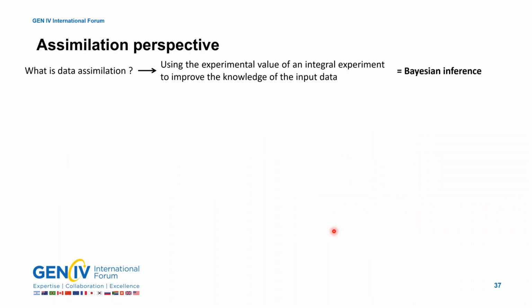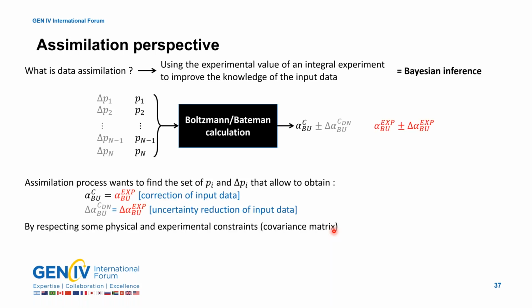So what is data assimilation? Data assimilation is using the experimental value of an integral experiment to improve the knowledge of the input data with what we call Bayesian inference. And now imagine that everything that we have done before is a black box. This fuel depletion black box gives you the best estimate value that we have computed when you are giving it the JEF 3.1.1 nuclear data. And it will give you the nuclear data uncertainty that we have computed in the last part if we are giving it the covariance matrix, COMAC V1, etc.